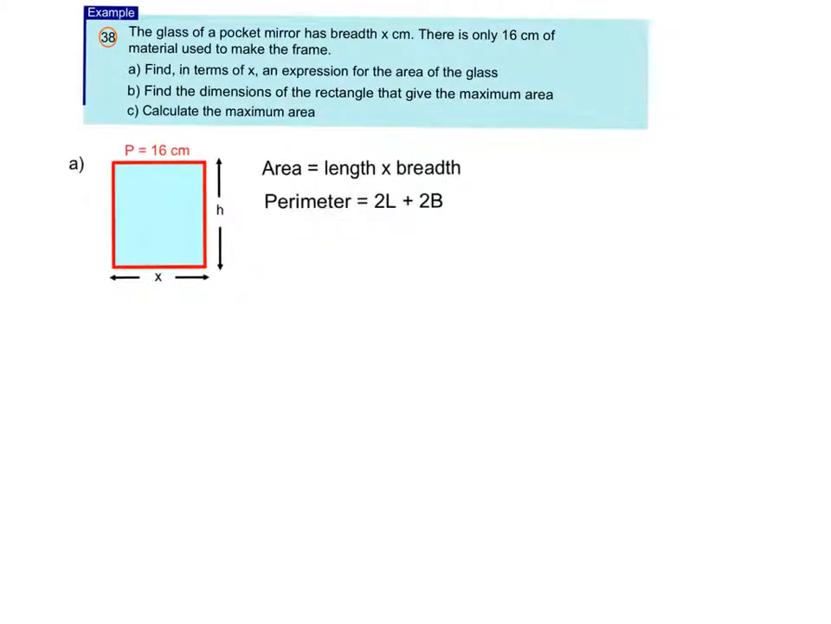So here we go. I've got a rectangle here. We know its dimension is x. So we've got this dimension here is x. We don't know what this dimension is, so we'll just call it h, and we know the perimeter is 16. And then the two basic formulas that we're interested in are the formula for the area of a rectangle and the formula for the perimeter of a rectangle.